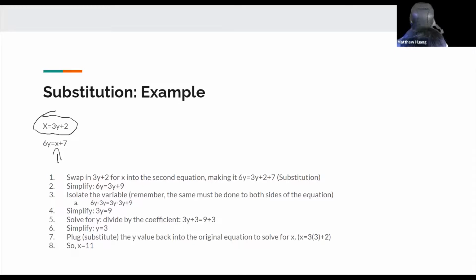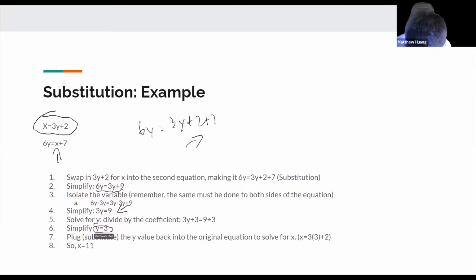Yeah, so you just plug that in and we get 6y is equal to 3y plus 2 plus 7 right here. And then we can simplify that easily by just putting the constants together, and we end up with 6y is equal to 3y plus 9. So then we can isolate the variable, right, to allow us to solve for the problem. So by subtracting 3y from both sides, we end up with 3y is equal to 9. That's after we simplify. And then like we've been doing, we can solve for y by dividing by the coefficient in front. And then we end up with y equals 3, right? So now we have y equals 3.